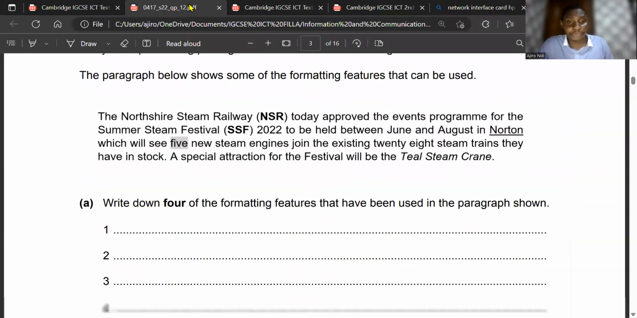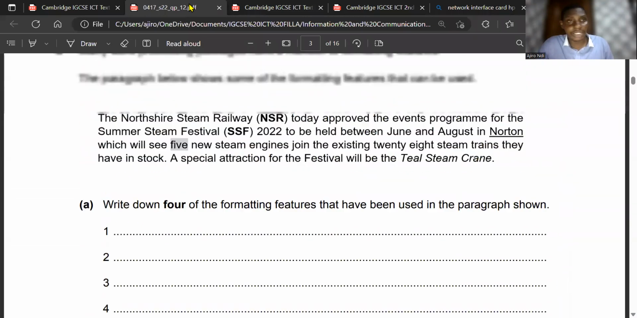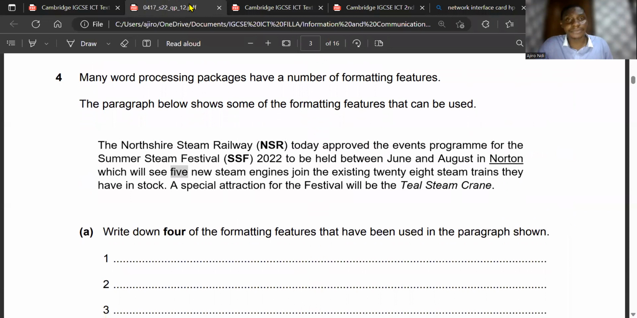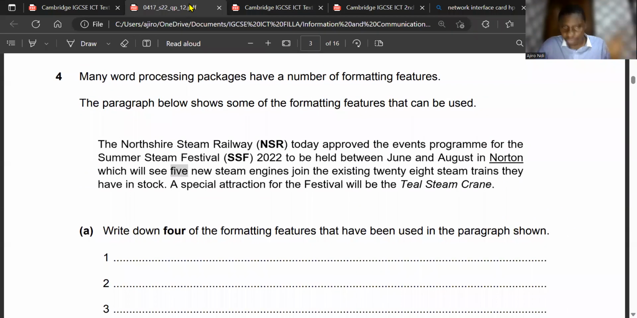Okay, we'll do question 4 and then we'll call it a day. Like I said, the most important thing is for you guys to understand the concept of it. Now, many word processing packages have a number of formatting features. This is a bit of a practical question. We've done document production, right? Even though you will not see something like this in your paper 1, if they bring something like this, you should not have issue with it.